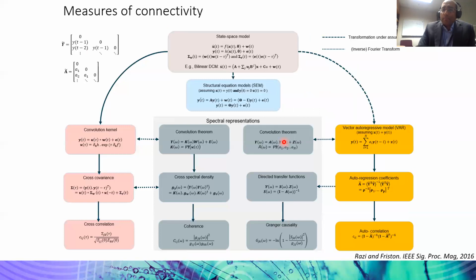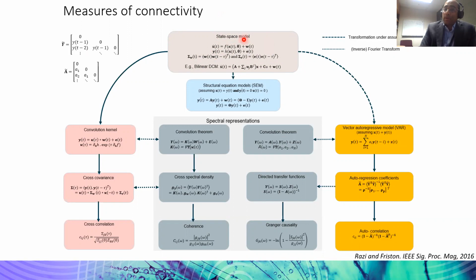This slide is about how we can measure different connectivities. At the top here I have a DCM, and you can think of it as a state space model. So you can have, for example, a system of differential equations. You start here at the top, and this is basically a generative model.